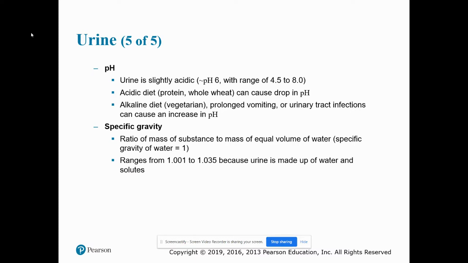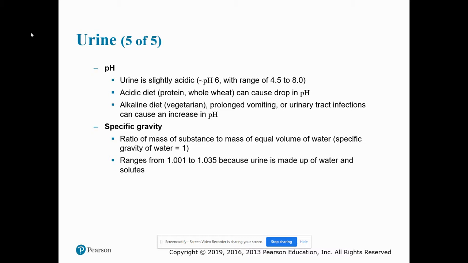Urine is slightly acidic. An acidic diet, like a diet that is high in protein or whole wheat, can cause a drop in pH. An alkaline diet, like a vegetarian diet, prolonged vomiting, or UTIs can cause an increase in pH. And then we move on to specific gravity.